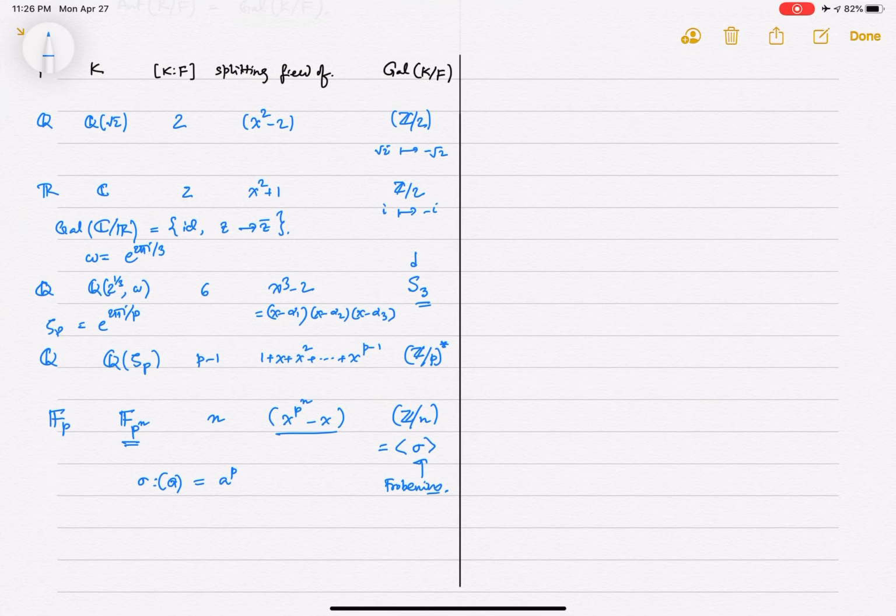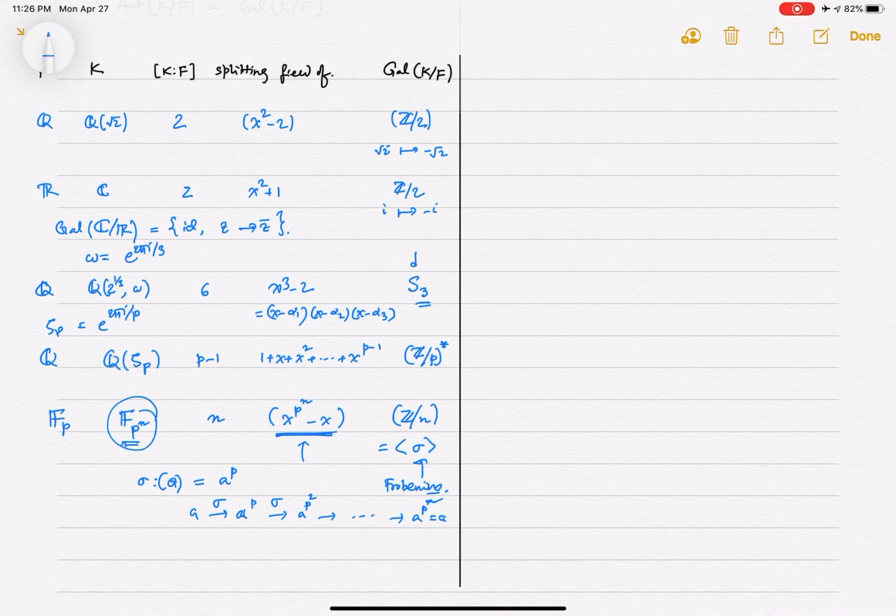A goes to A to the P. When you apply sigma again, A to the P, do it n times, it will be A to the P to the n, but that's A, because A is in this field, and every element of this field, we remember, satisfies this polynomial. So A to the P to the n is again A. So that's why this has degree n. And you can show that that generates the Galois group.